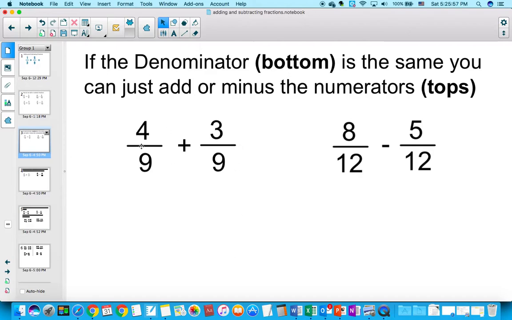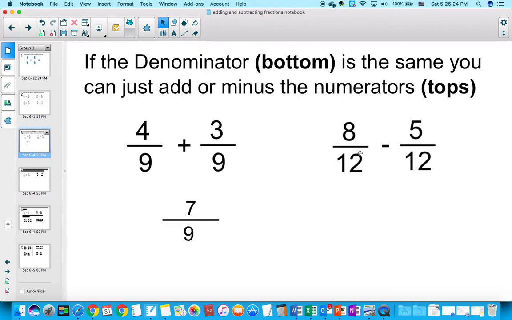So here we have 5 over 9 plus 3 over 9. Okay, well, the bottoms are the same. So all I got to do is this. I don't touch the bottom. If the bottoms are the same, don't touch them, don't look at them, just rewrite it. Then you change the top. And you go 5 plus 3, 8. Ta-da, you did it. You've added fractions.